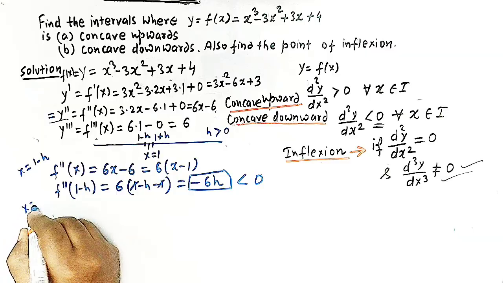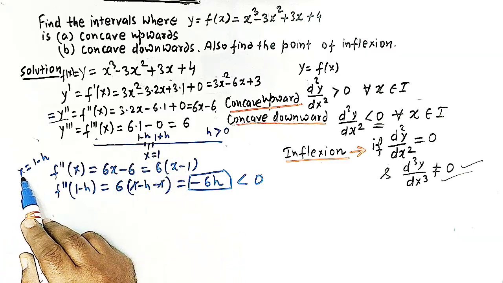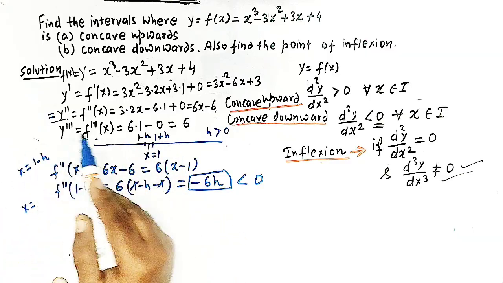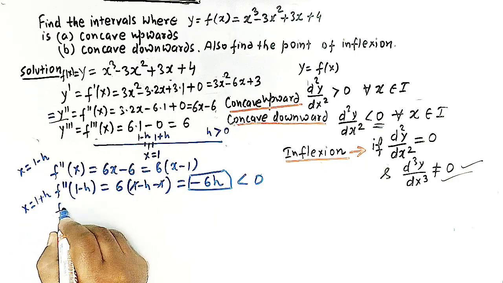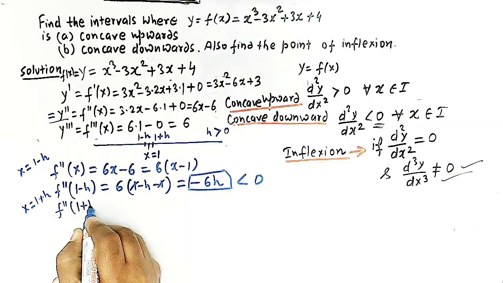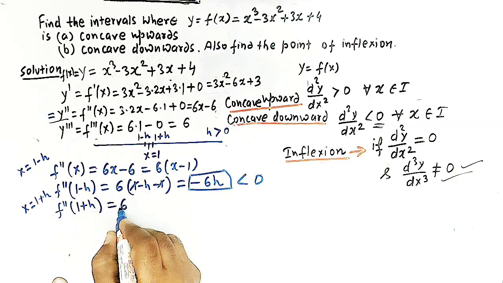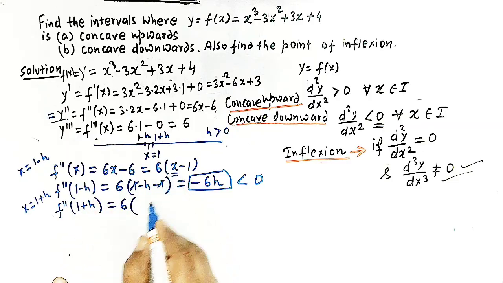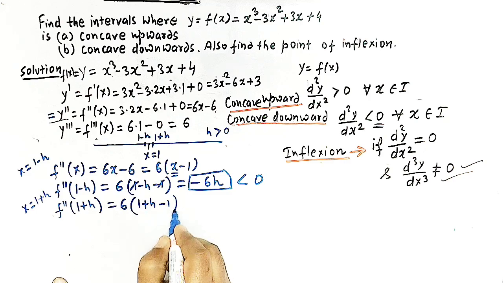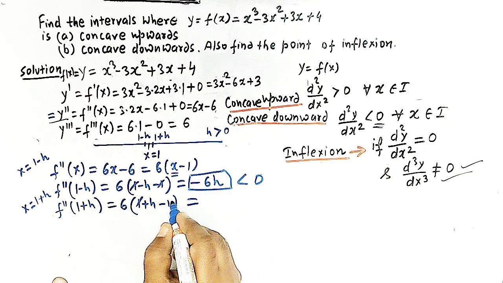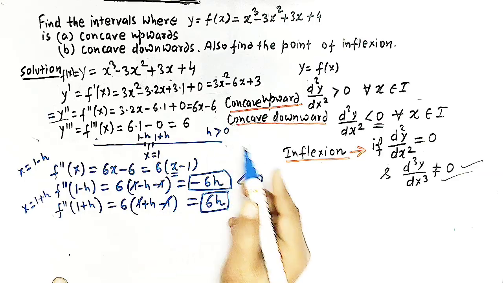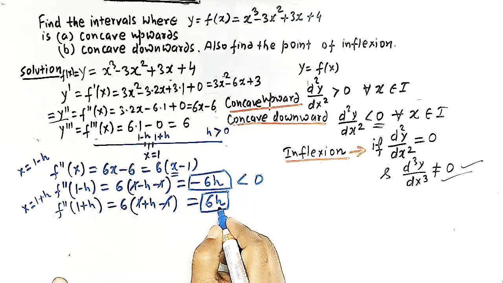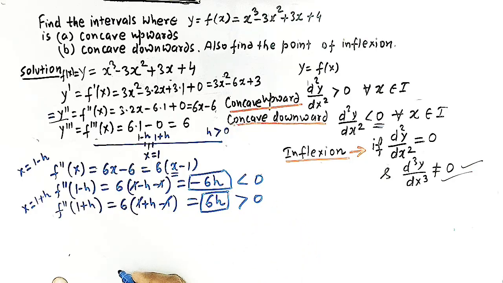Then we find the sign of the second derivative at the point 1 plus h. So we have f double prime 1 plus h, which is 6 times 1 plus h minus 1. 1 and minus 1 get cancelled, so we have 6h, and h is greater than 0, so this product is obviously greater than 0.